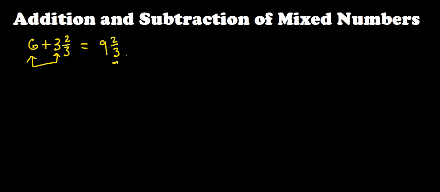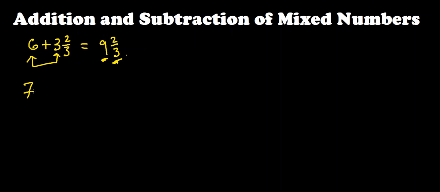So we're basically adding 6 whole plus 3 and a bit to get 9, because we add the 6 and the 3, so that's where we get the 9 from, and then 2 over 3, which is left over from the 3, we attach it to the 9. So the answer to this problem is 9 and 2 over 3. So let's look at another problem.